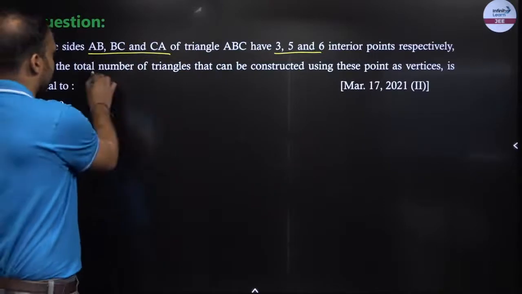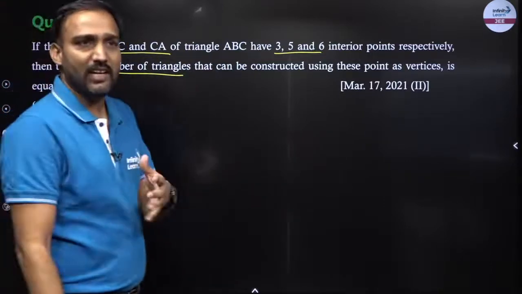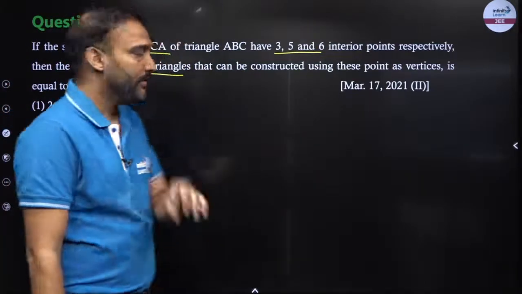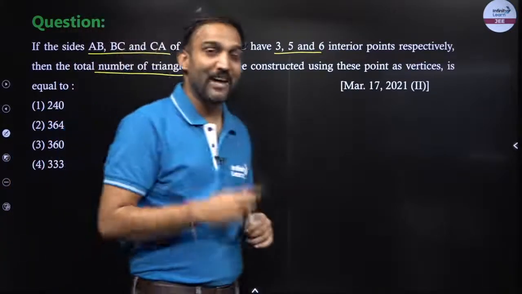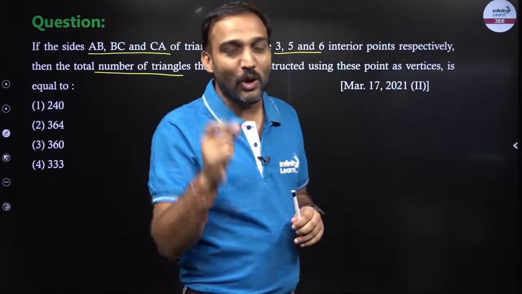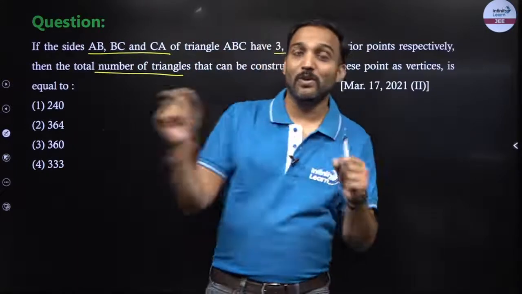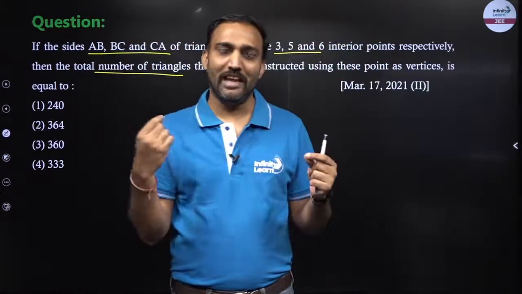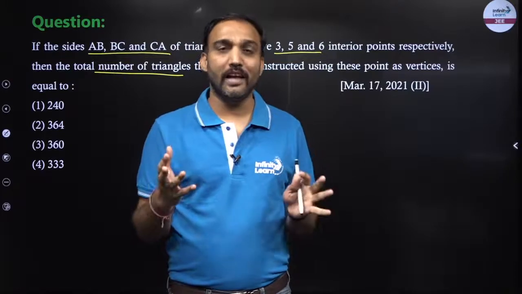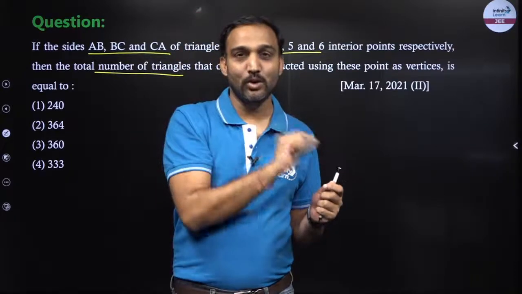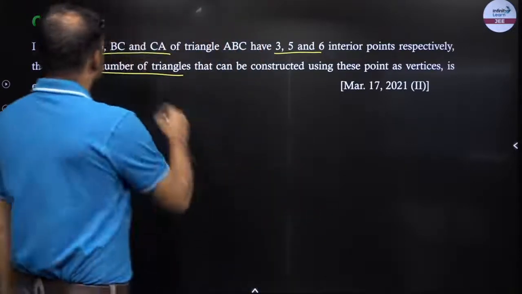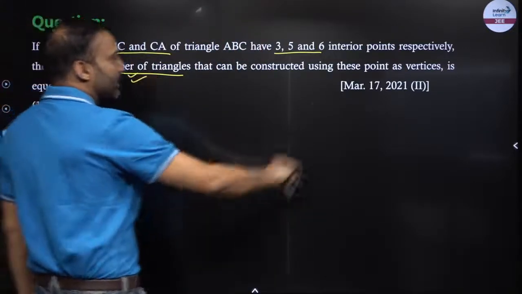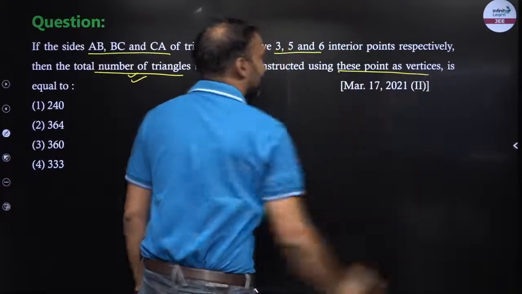The number of triangles. To form any triangle, we just need 3 points, because 3 non-collinear points give you a triangle. Why am I focusing more on non-collinear? Because if there are 3 collinear points lying on a line, then I will have a line, I don't have a triangle. For a triangle, I should have 1, 2 and 3. So 3 non-collinear points should be there. So I have to find the number of triangles using these points as the vertices.